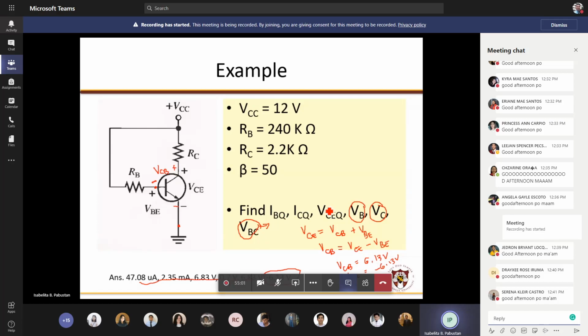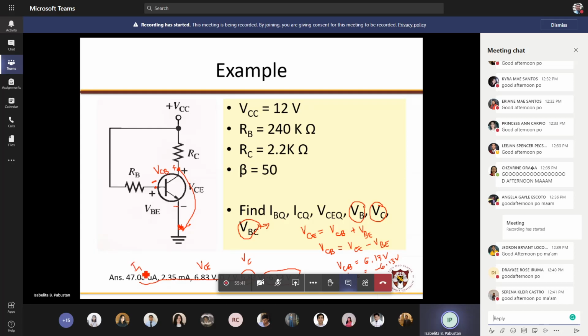Ano? Sa VC naman, tingnan natin, nasan ang collector? O itong collector, single subscript. Ibig sabihin ng single subscript, ano? VC to ground. Hanggang dyan. So, makikita mo, wala namang resistor dito. Wala na namang ibang circuit pa na component. So, ibig sabihin, the VC for this particular circuit is just the same as the VCE. Kaya kung mapapansin mo, ito yung VC, ito yung VCE. Sunod-sunod lang yan, ano?